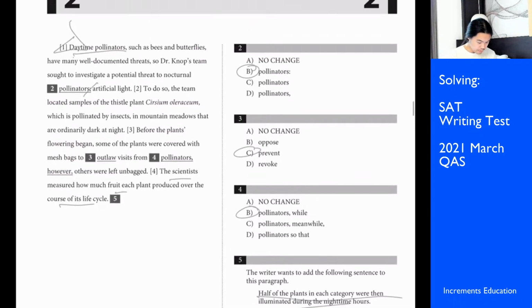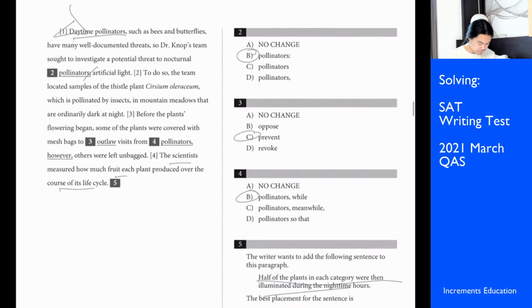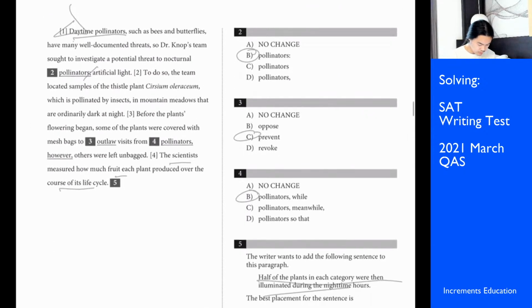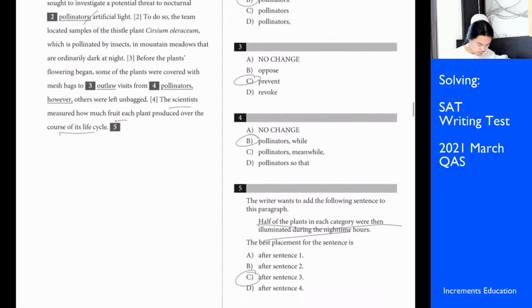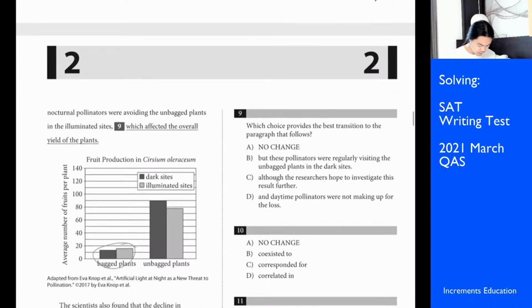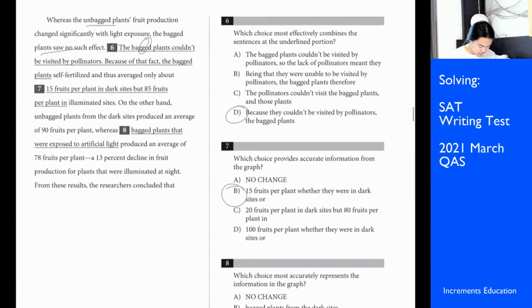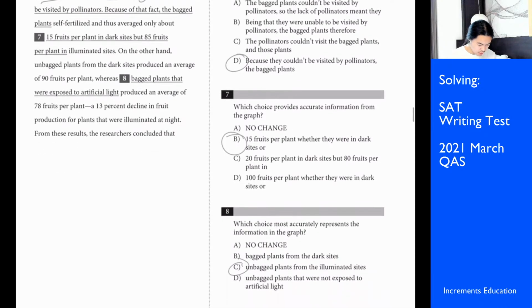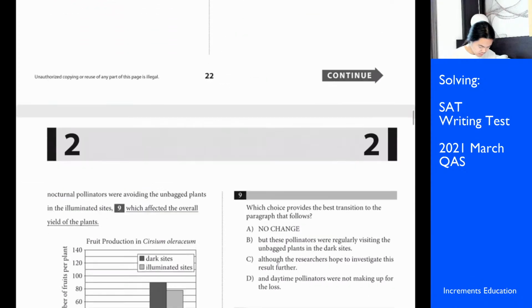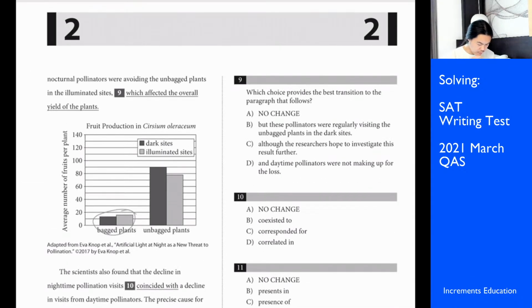Okay, there's light, right? There's light. And then nocturnal, there's no light, right? And they're pollinated. Okay, so they should be, when they're bagged, not a lot of fruit, but when they're unbagged, right? They concluded that the nocturnal were avoiding the unbagged plants in the illuminated sites. Right, that makes sense.